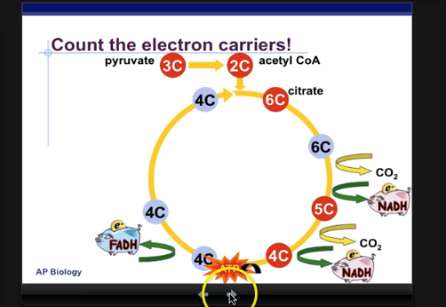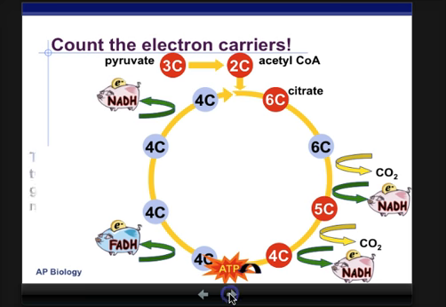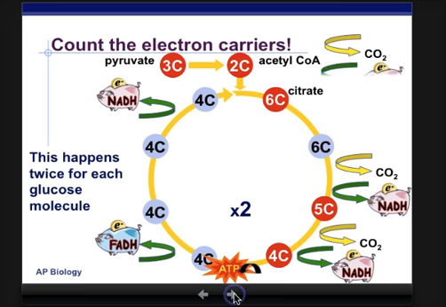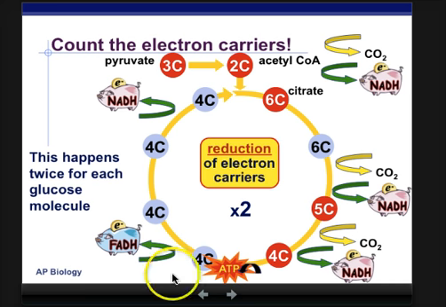There's an FADH and another NADH. And that's going to happen twice for each glucose molecule. All right. So in one round of the Krebs cycle, we're getting a little bit of ATP, some NADH, and FADH2. So you're probably wondering, well, where the heck is all the ATP?